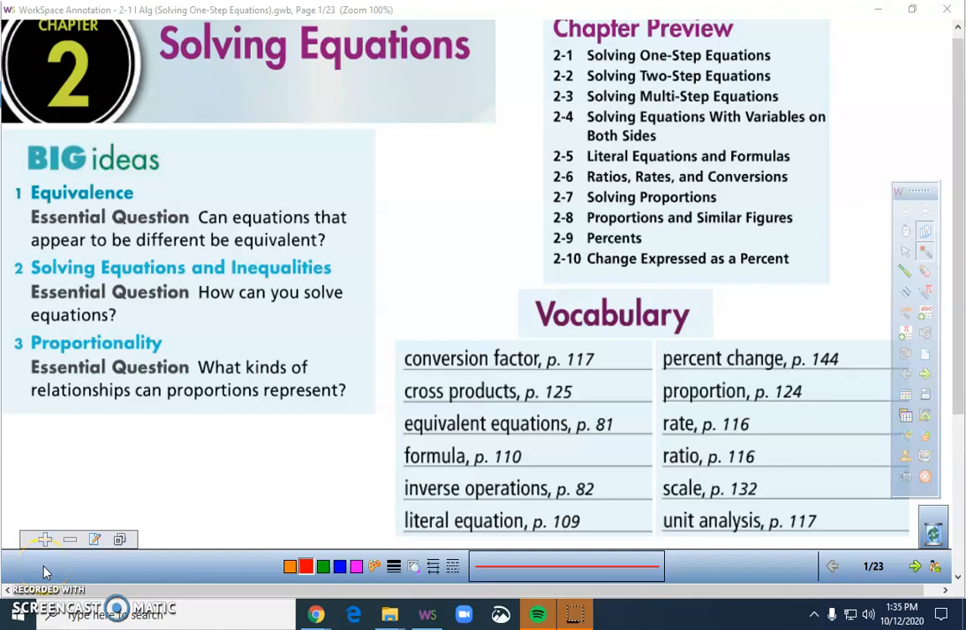All right, we're starting off here with Chapter 2. Here are all the sections that we're going to cover in Chapter 2. We're not going to do all of these, but we'll be doing most of those.